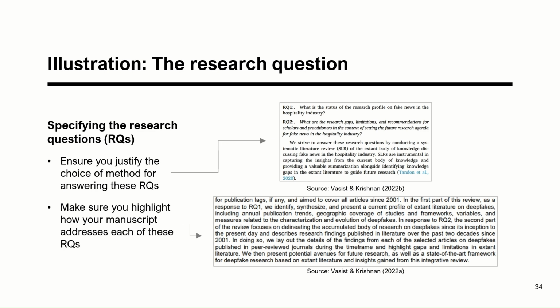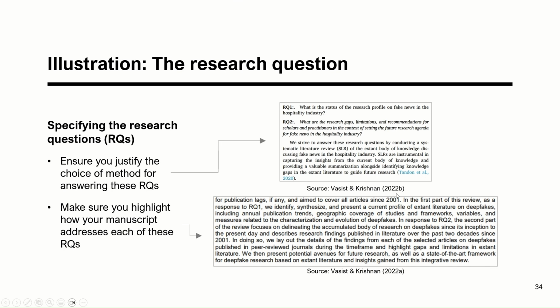And when you're presenting your research question, it's important that you justify the choice of review, right? So we are saying that we use an SLR or we use an integrative review or something else. It's important to substantiate why an SLR is best suited for this review, or why an integrative review or a critical review is best suited for answering these research questions. And make sure that you also highlight how your manuscript overall, the review, how does it address these research questions?